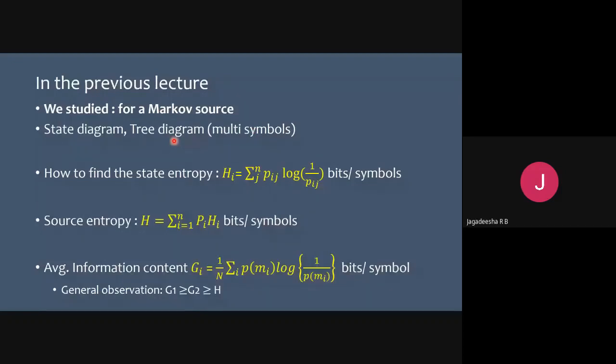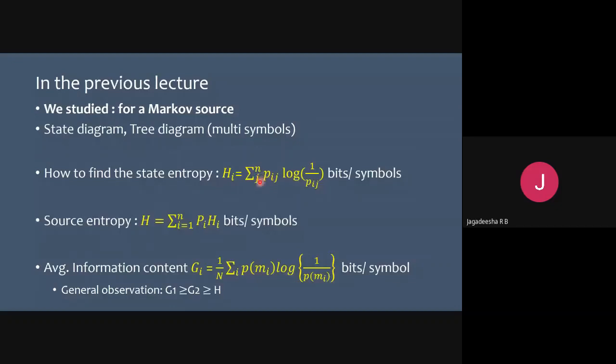And then we saw the state entropy, because in a Markov source we have dependent symbols or messages. Each state or each symbol from its current state will move to the next state. Then we need to determine the entropy of every state, that is, the present state. So Hi indicates the state entropy. That is nothing but the summation, over all the states that it is possible to transit to from state i, of the conditional probability Pij of moving from the present state to the next state, times log 1 by Pij. So we have the summation here from j to n.